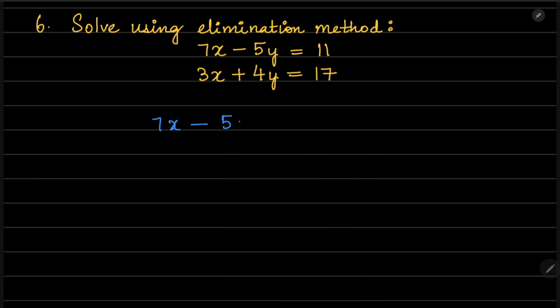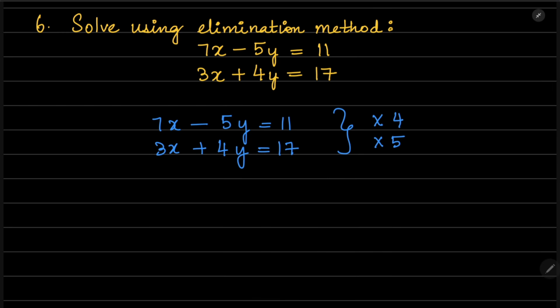7x minus 5y equal to 11. 3x plus 4y equal to 17. I would like to eliminate y. So I have to make the coefficient of y the same. So here I will multiply throughout by 4, and the second one I am multiplying throughout by 5, so that I can eliminate y.